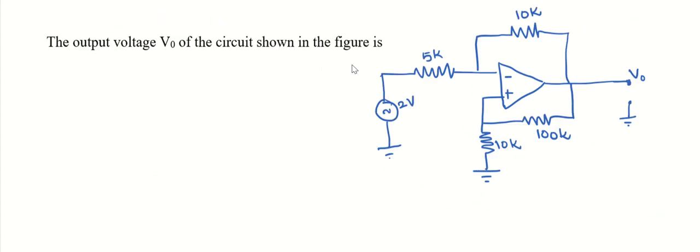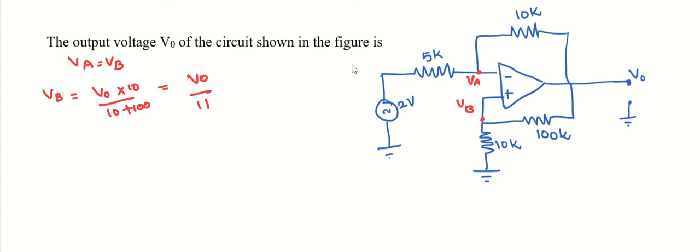The next question is the output voltage V0 of the circuit shown in the figure. So we can mark the voltage at this point as VA and this point as VB. By virtual short concept we can say that VA equal to VB. Now we can find the voltage at point VB as V0 into 10 divided by 10 plus 100, by applying the voltage divider rule here. So it will be equal to what? V0 divided by 11. So VB is equal to V0 divided by 11.